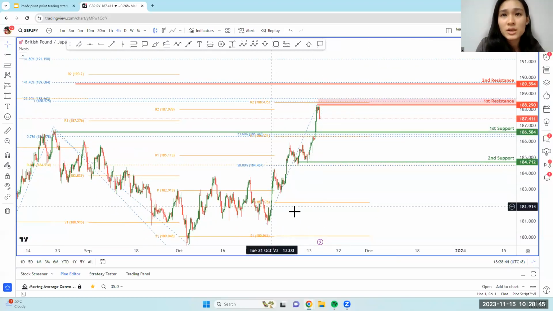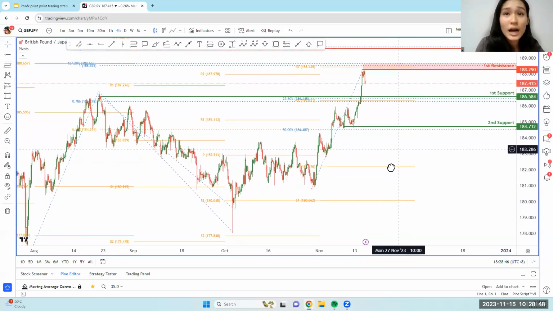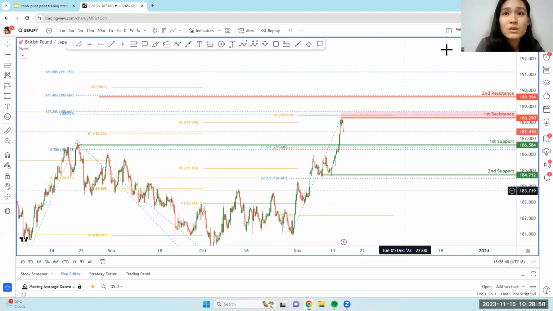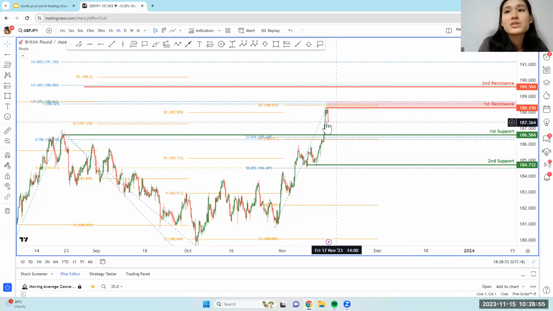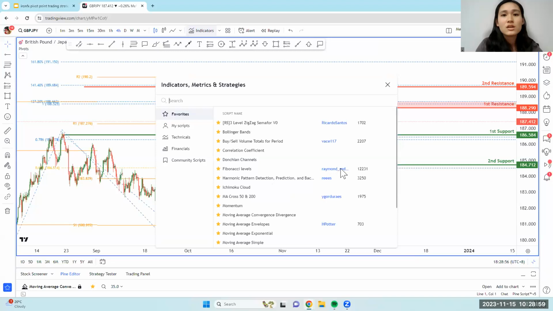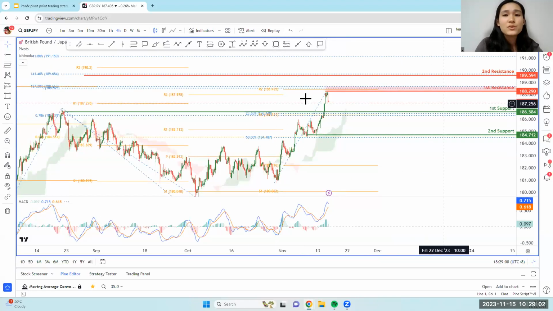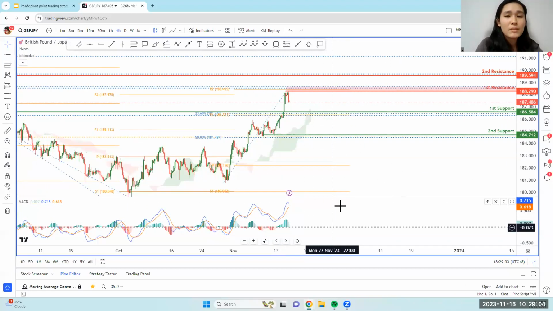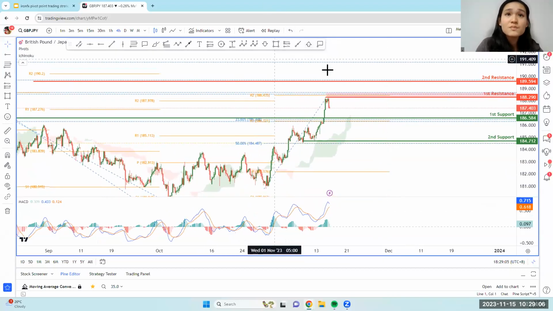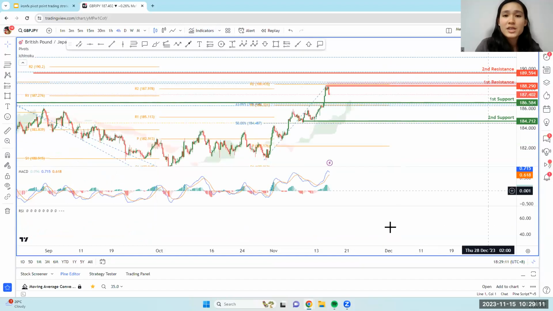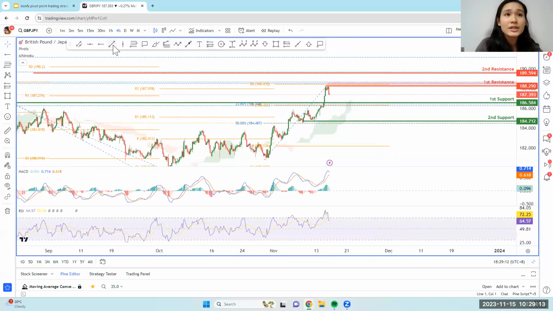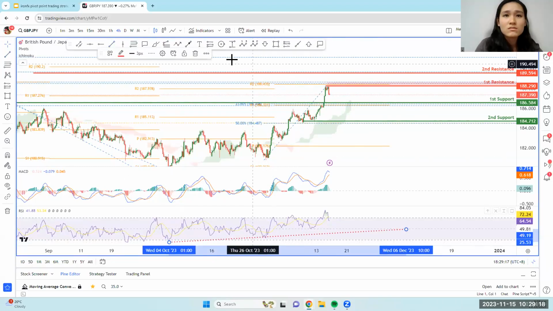So as I mentioned earlier, we're going to go in for a buy because we tend to follow trends, right? So even though we see it reversing off of our first resistance, price is moving above the Ichimoku cloud and MACD is also giving us a bullish signal. So it supports our bullish analysis. Let's look at RSI. RSI is also giving us a bullish signal.